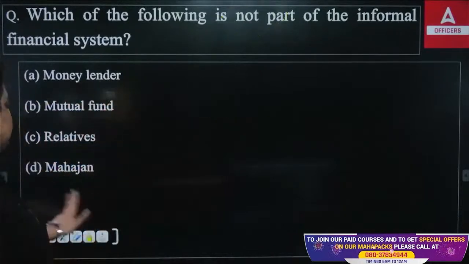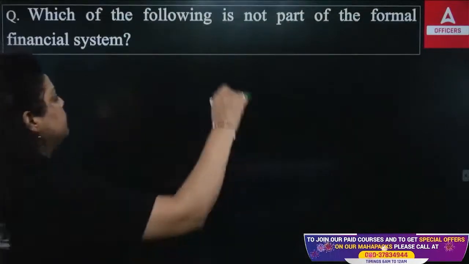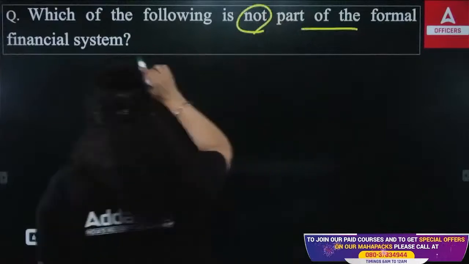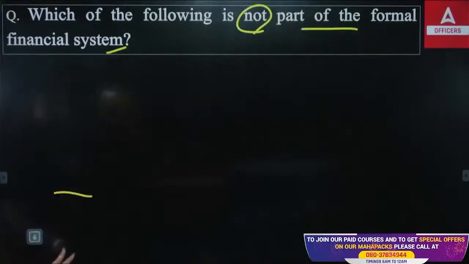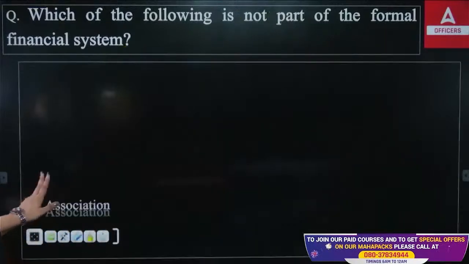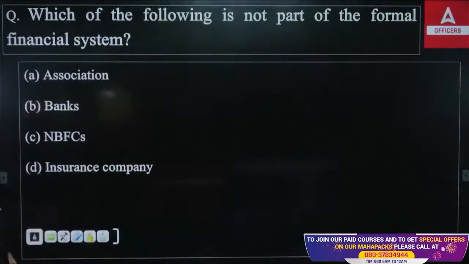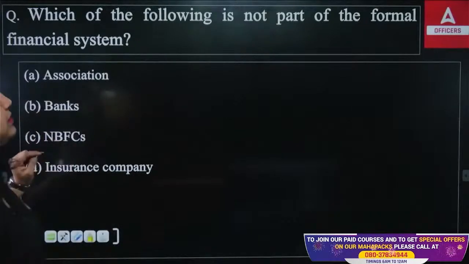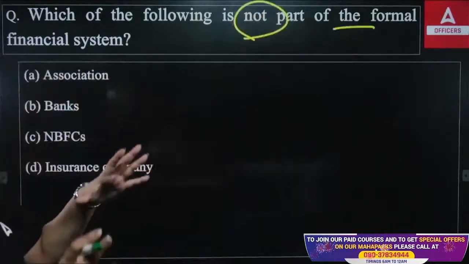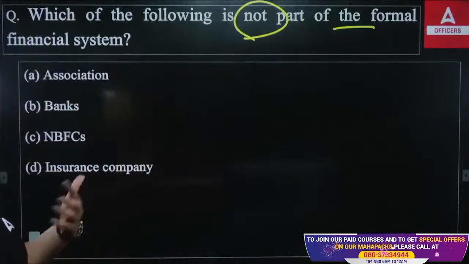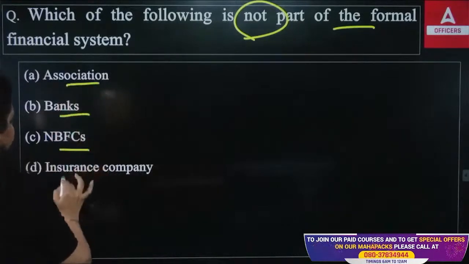Okay. So the right answer will be option B. The second question we have here: which of the following is not part of the formal financial system? The options are associations, banks, NBFCs, insurance companies. The formal financial system is regulated by authorities like the RBI, SEBI, IRDA, etc.